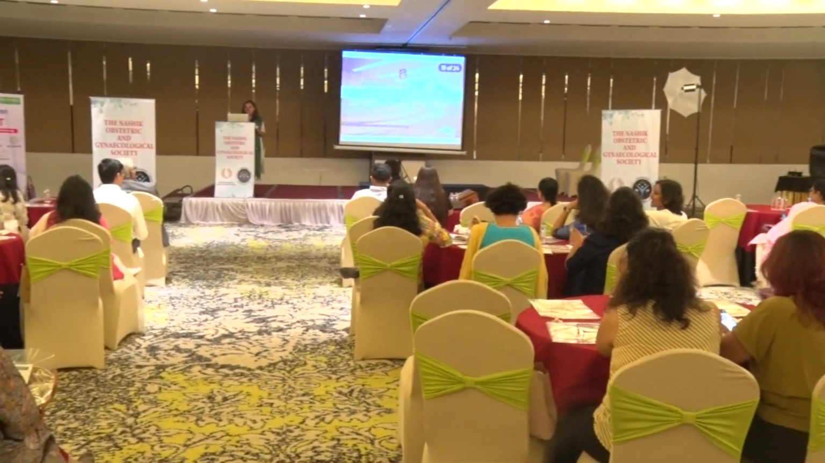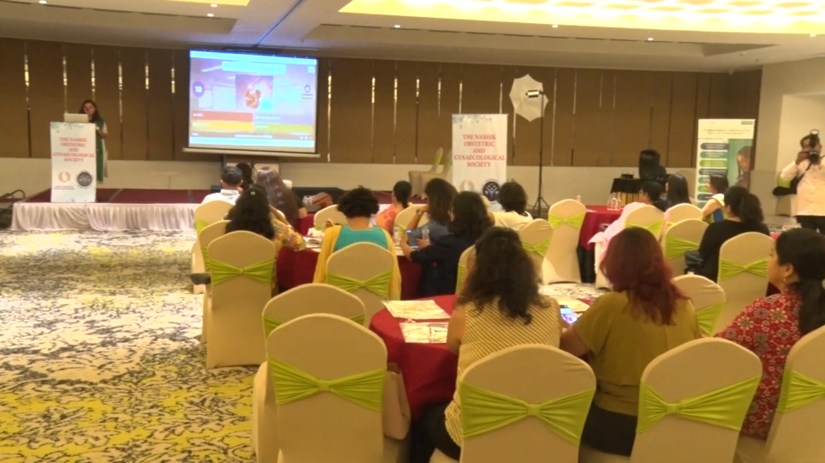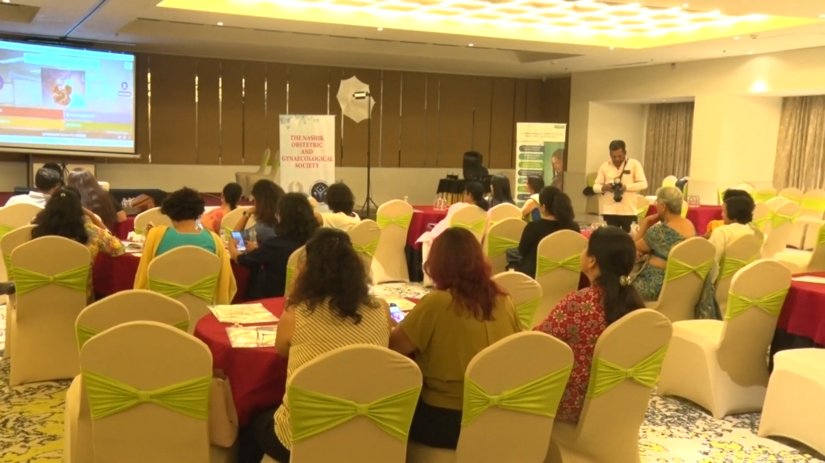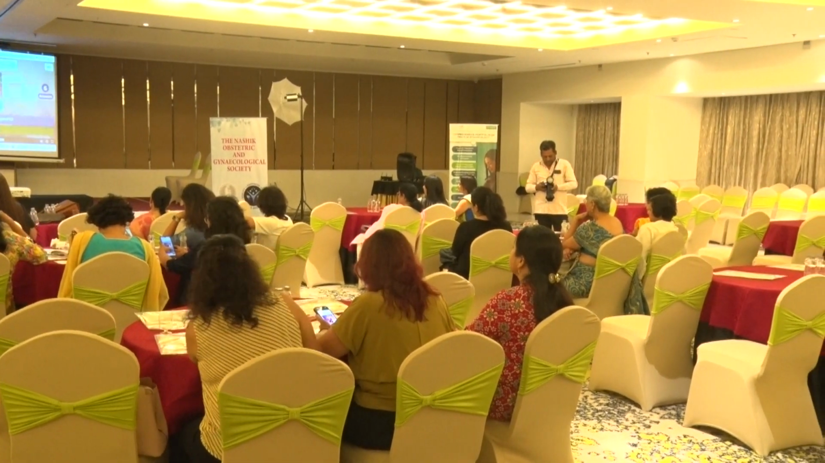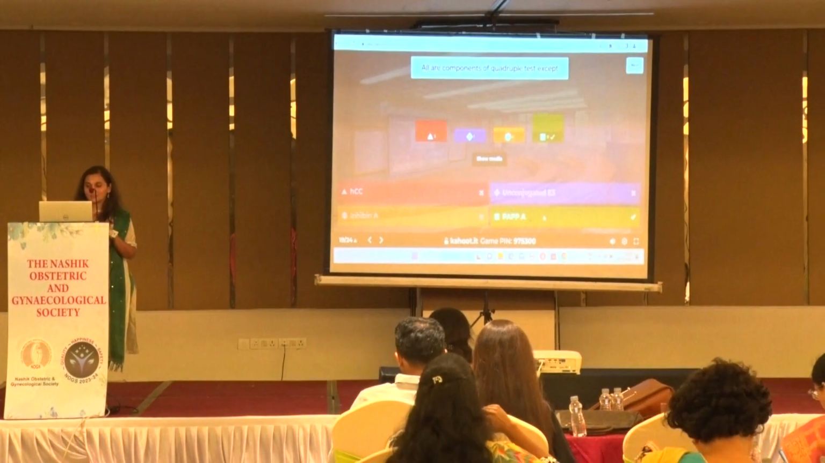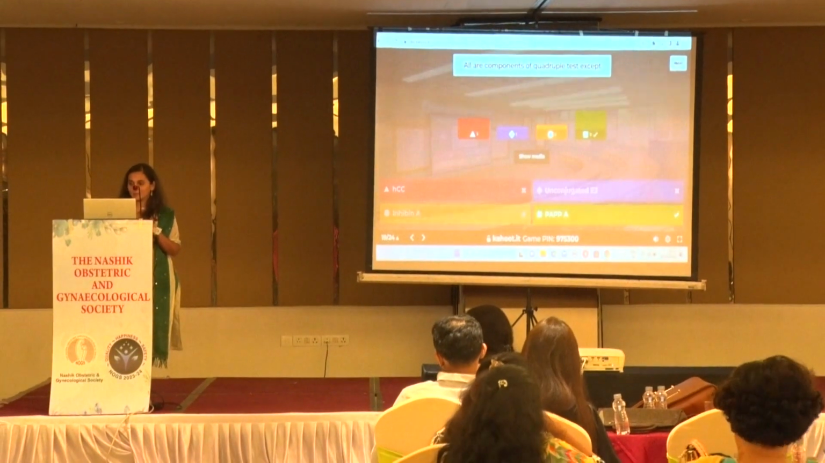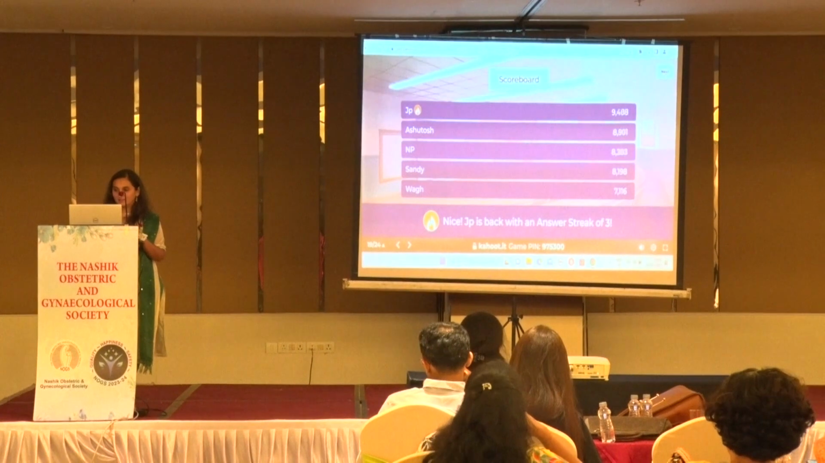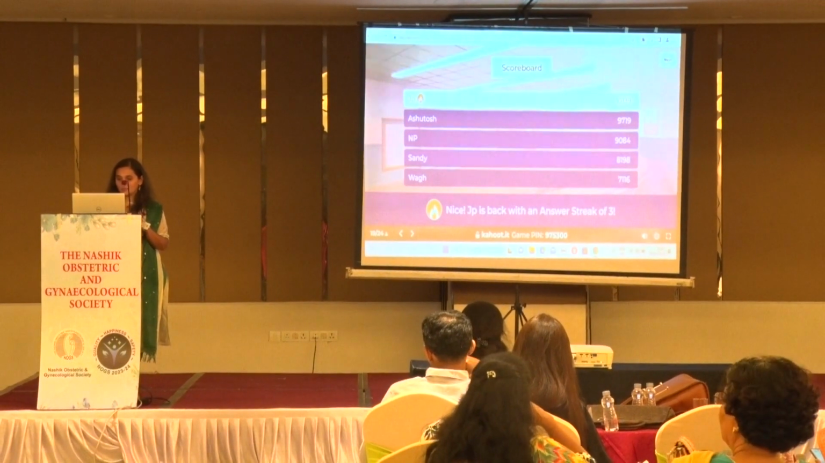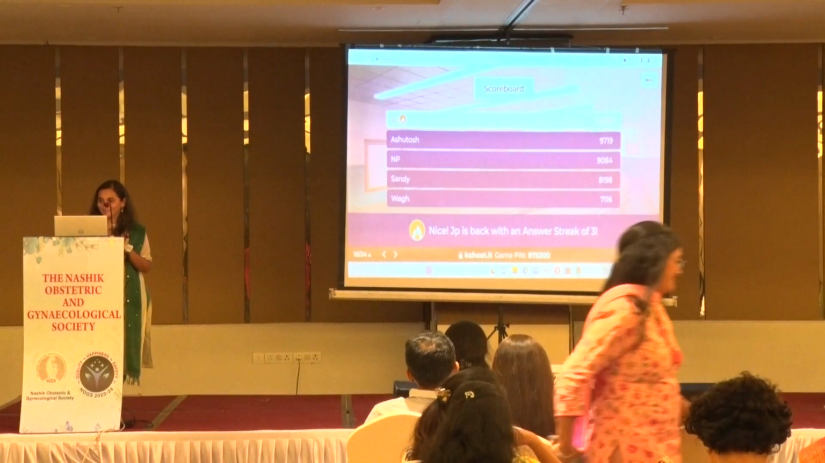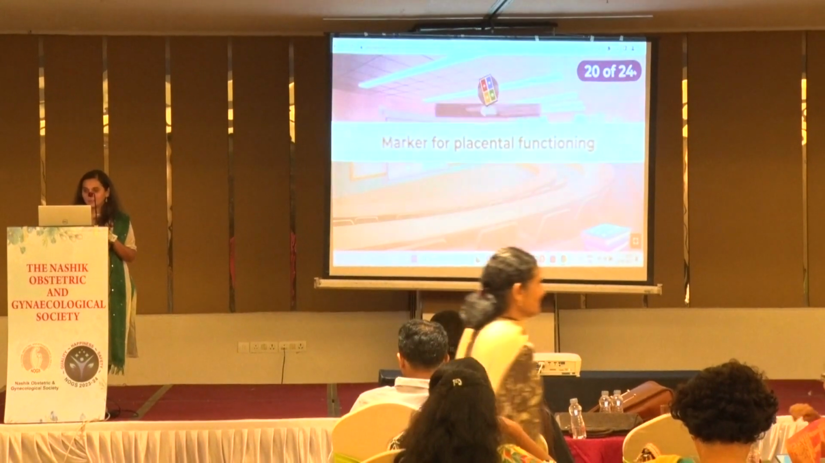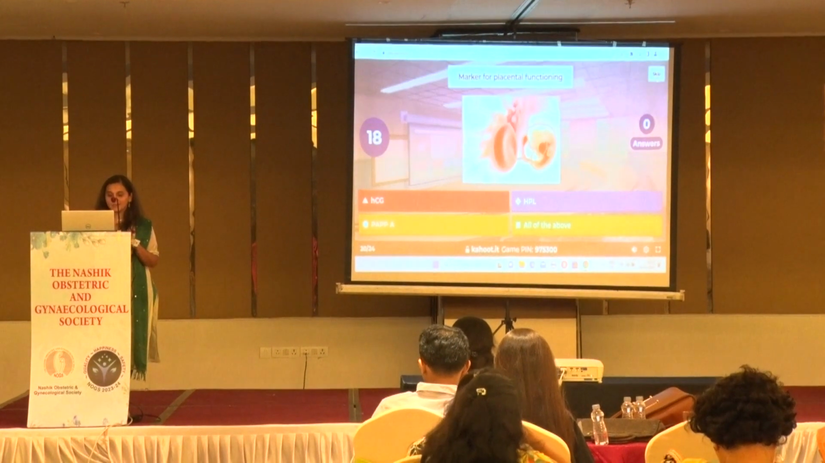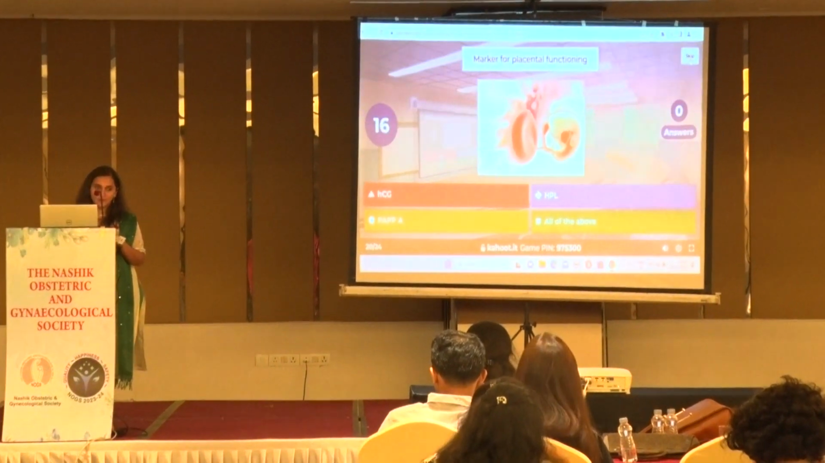Next: all are components of the quadruple test except HCG, unconjugated E3, inhibin A, or PAPP-A. What is not? PAPP-A, because it is the double marker, it doesn't come in the quadruple marker. And almost 9 people have got the correct answer. And JP is on fire. Marker of placental functioning? HCG, HPL, PAPP-A, or all of the above?